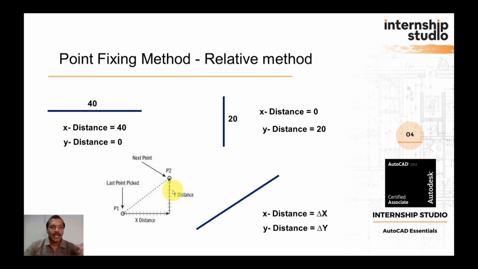Now you may have some doubt. How does this x line have 40 and y becomes 0? Similarly, here, how does this y distance become 20 and x becomes 0? In the same way, how does the inclined line have some distance? Let us discuss in detail because this is very important related to the point fixing method.